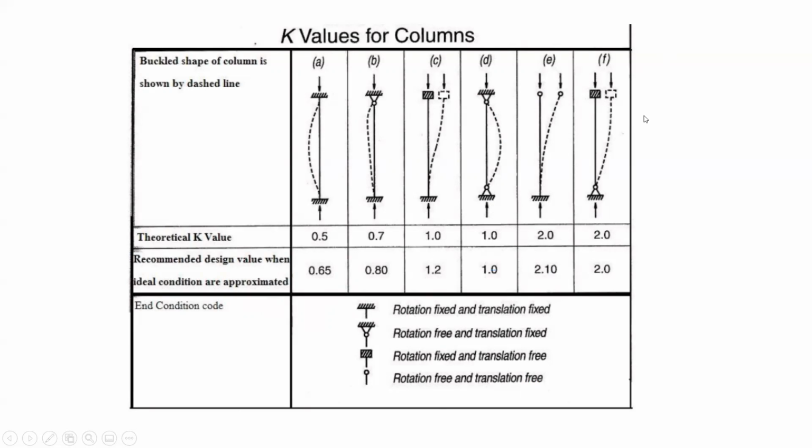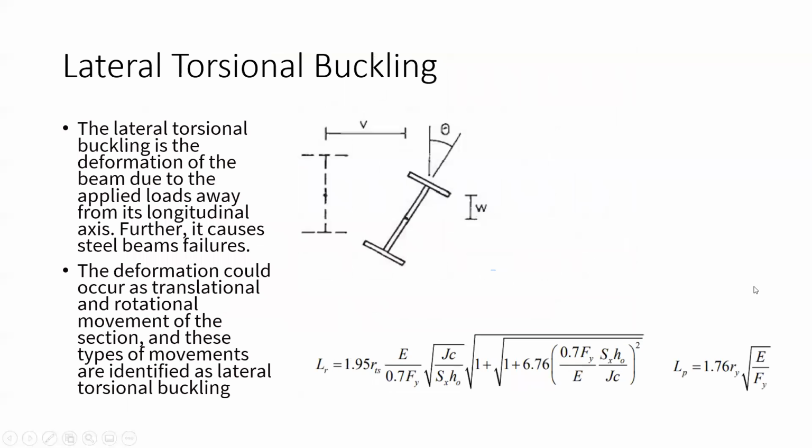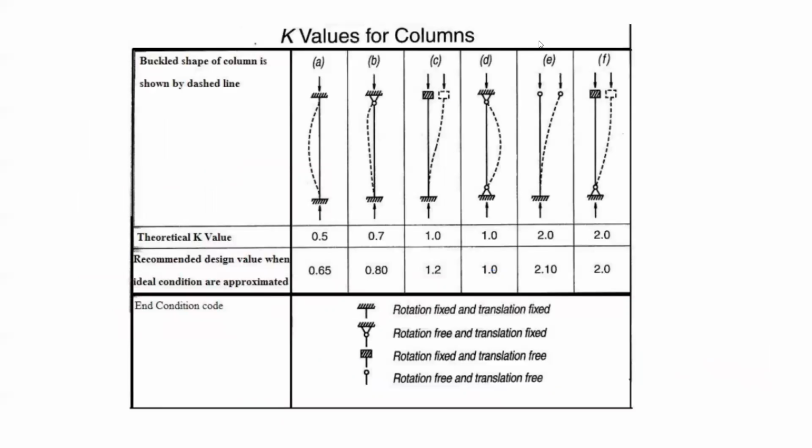And if you have translated and hinge, 2.0 also. So you don't have to memorize this as long as it's available when you need it and you remember them. These are the theoretical K values. So magamit natin ito mamaya. We also have the lateral torsion buckling. So ito yung deformation ng beam due to the applied load. So pag binalikan mo to, itong layo na to is our deformation.